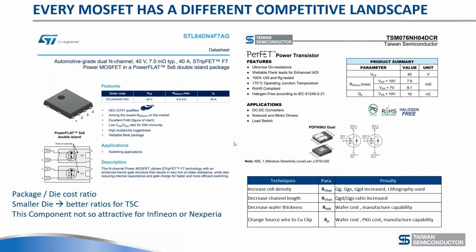The last one we're going to compare, because we can't compare data sheets forever, that would take two more slides, is that every MOSFET has a different competitive landscape. So now we're going to the 7.6 milliohm dual MOSFETs from us, and we're comparing them with an ST device. The 7.6 milliohm is actually a relatively small die. The copper clip is actually irrelevant to the product performance, or has a very small impact on it.